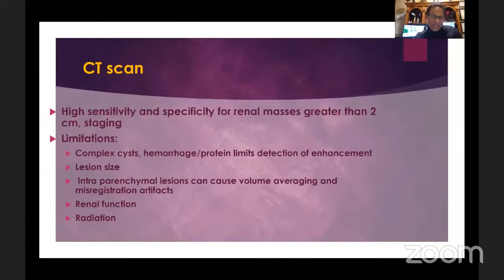CT scan is very sensitive and specific for renal masses greater than 2 centimeter in diameter. However, it does have its own limitations in complex cysts containing hemorrhage or protein, and in lesion size. Intraparenchymal lesions cannot be measured accurately as far as Hounsfield density is concerned because of volume averaging and misregistration artifacts. It can also be limited by renal function.